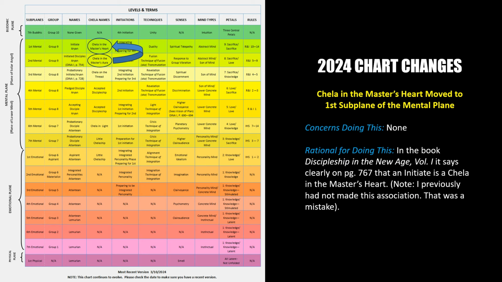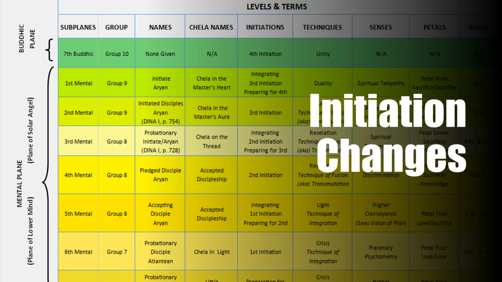And why did I do this? Because in the book Discipleship in the New Age, Volume 1, it clearly says on page 767 that an initiate is a Chela in the Master's heart. So I made another mistake there, and now I've corrected it. Now we're going to look at some of the changes I made on the chart regarding the initiations.